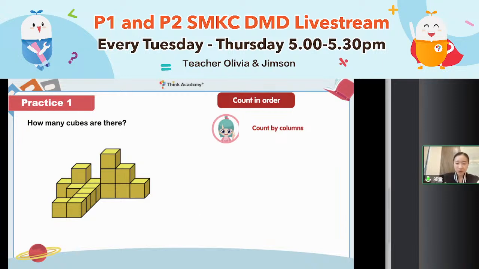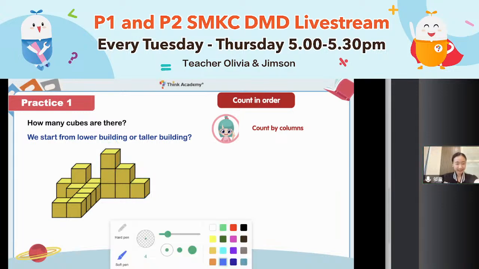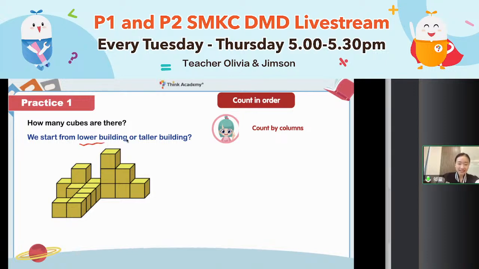Yes, very good. So when we try to count by columns, now teacher has a question. If I try to count by columns, which building will be the easiest to start from? You see there are so many buildings. Some buildings have 1 floor, 2 floors, and 3 floors. That means do you prefer to start from the lowest building or the tallest building? Yes, I think the lowest building is more obvious. That's easy to count. Very good.